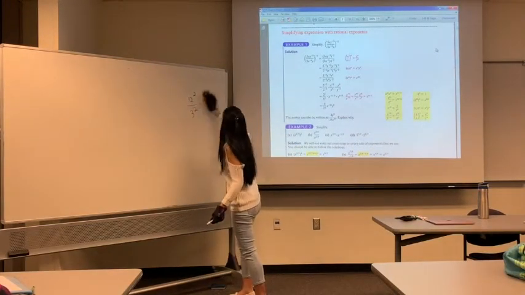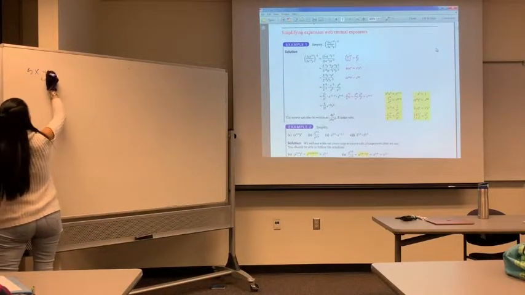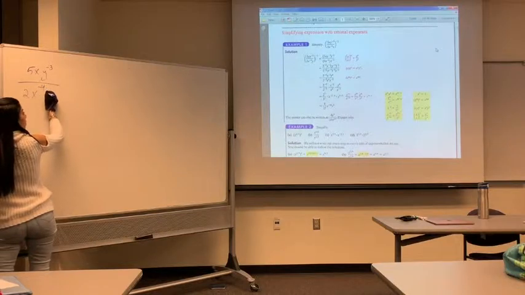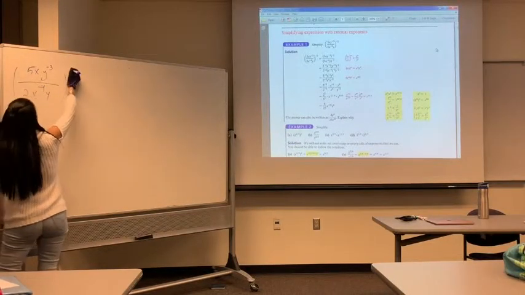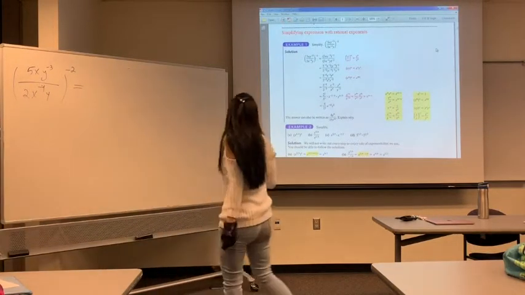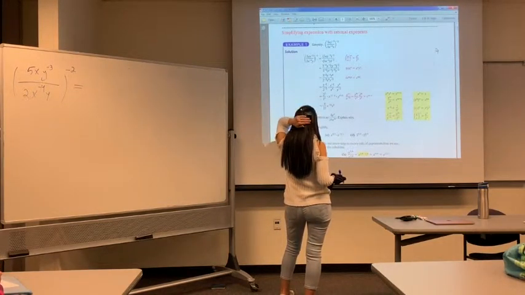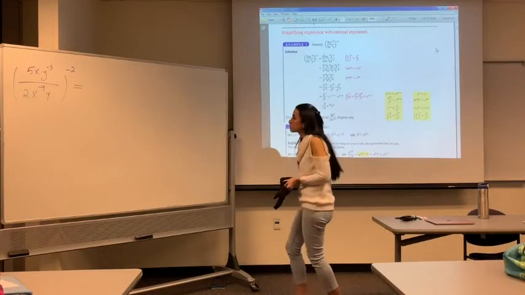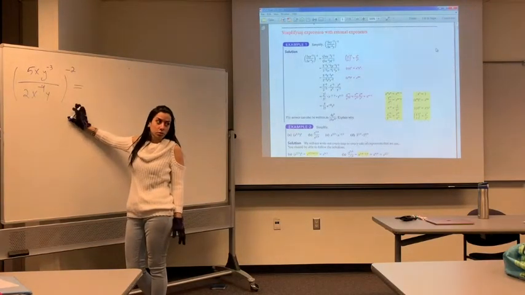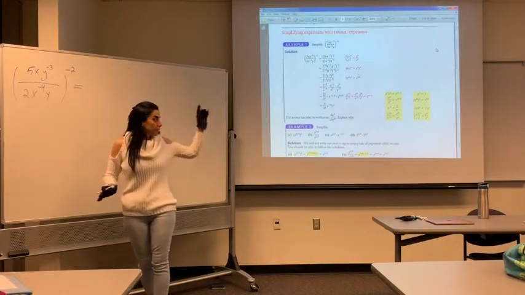So now let's solve this. We have 5xy power 3 divided by 2x negative 4y power negative 2. I'm going to use my way of solving to see where we reach, okay?